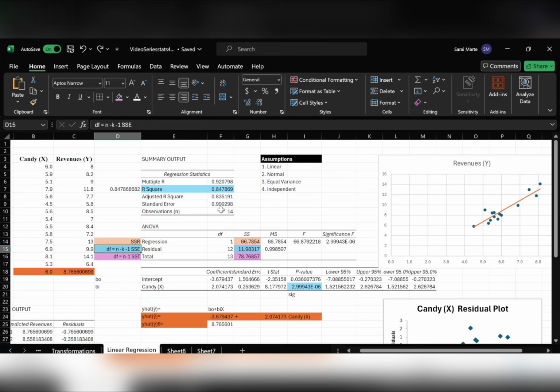So in this case, n, which is 14, minus k, which is 1, that's 13, minus 1 again, that's 12. And then for SSR, the degrees of freedom is equal to just k. And again, k is equal to 1 because we only have one x variable.